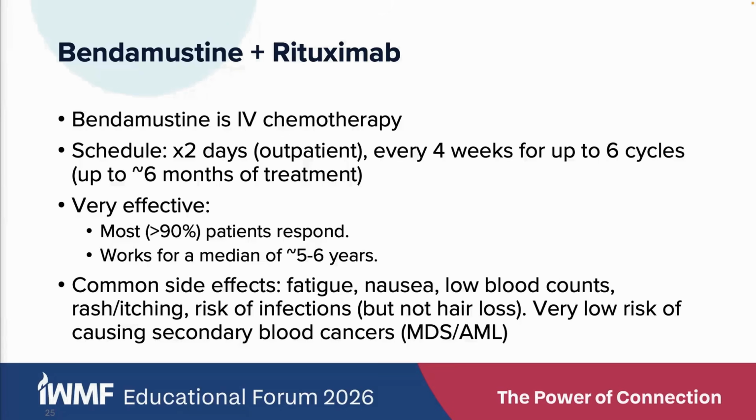Nausea is common, but most people don't vomit. We have very good nausea medications. Low blood counts is a very common problem with bendamustine. It can take weeks, sometimes even months for the blood counts to recover. Sometimes they don't even recover fully. Rash and itching can happen.